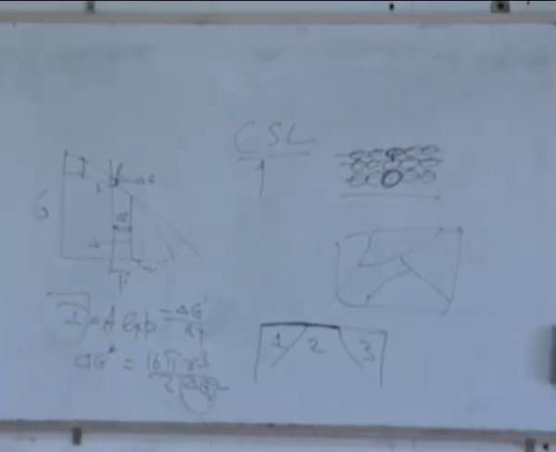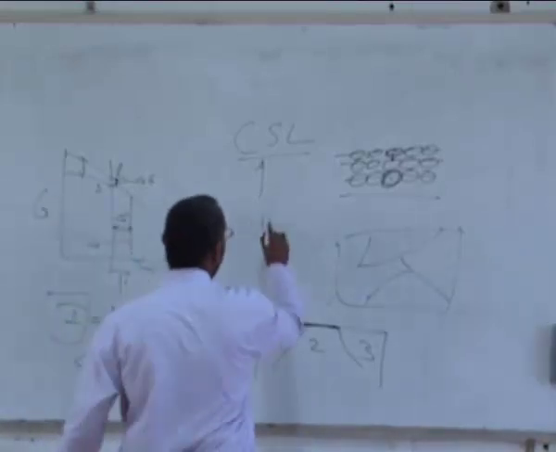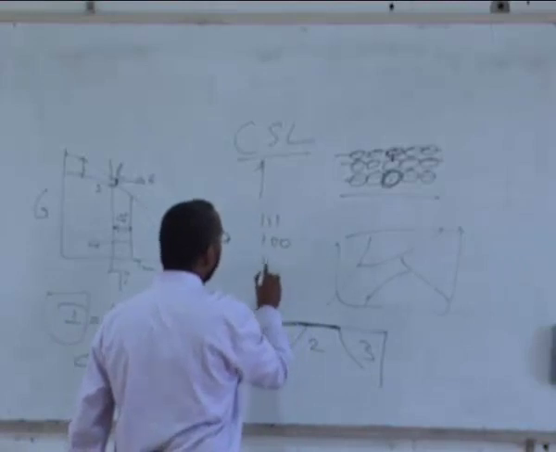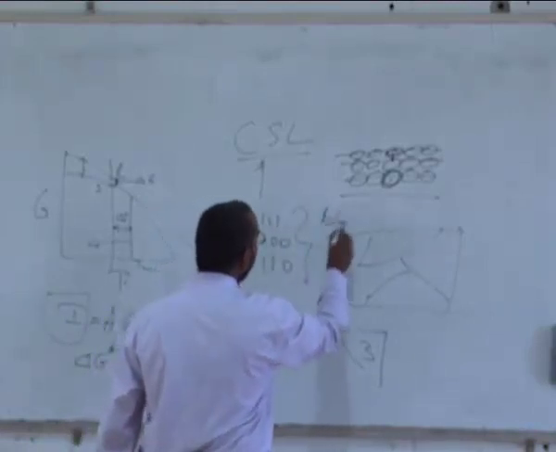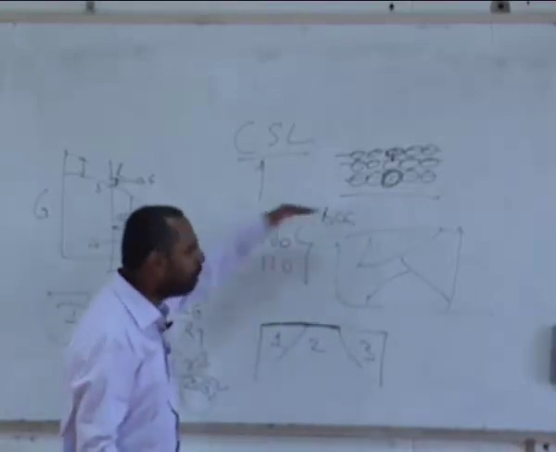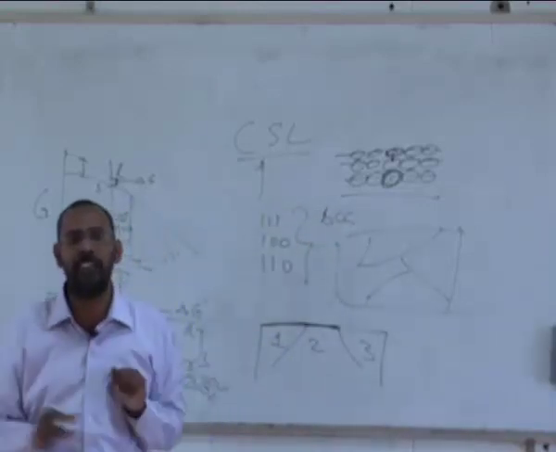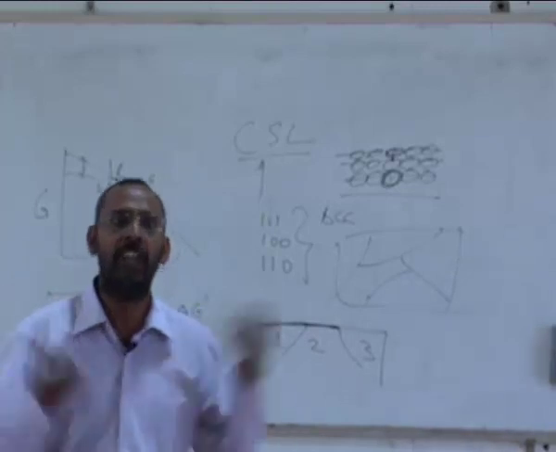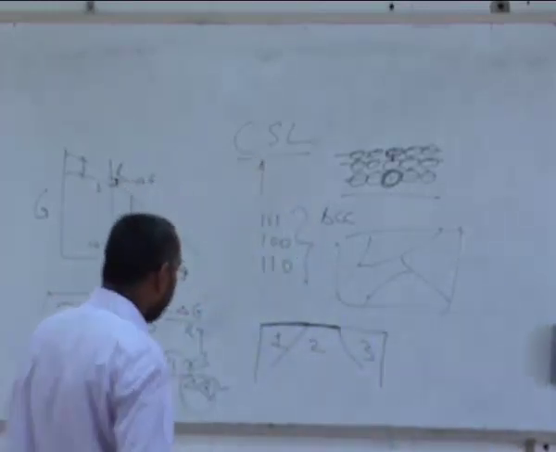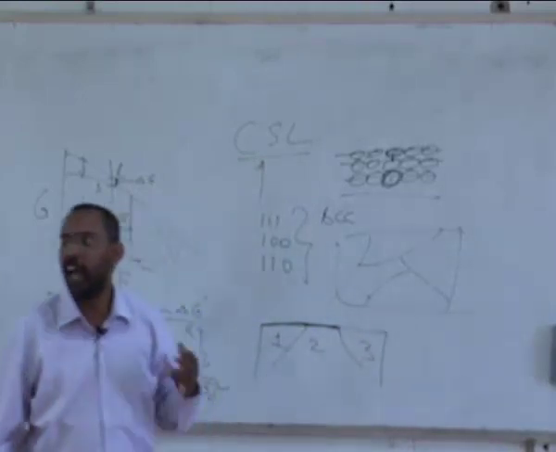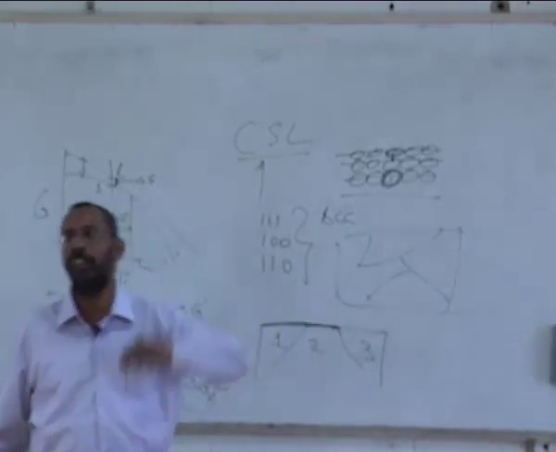Surface energy is always energy per unit area, right? So the surface energy for the 111 plane will be different from the 100 plane and 110 plane, and it will be different for different unit cells. If it is BCC, it will be different. So 111 of BCC will have a certain surface energy, 111 of FCC will have some other surface energy. As a result, I can say that these 3 grains have surfaces with 3 different surface energies.